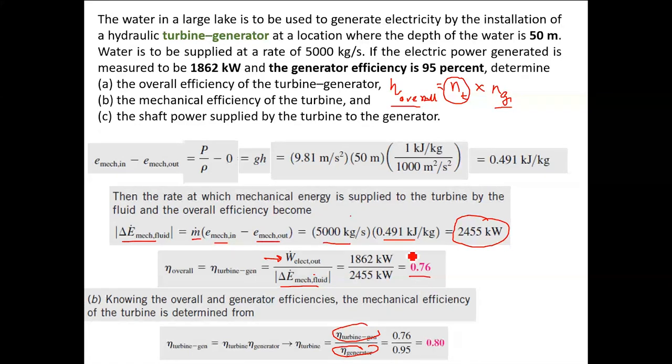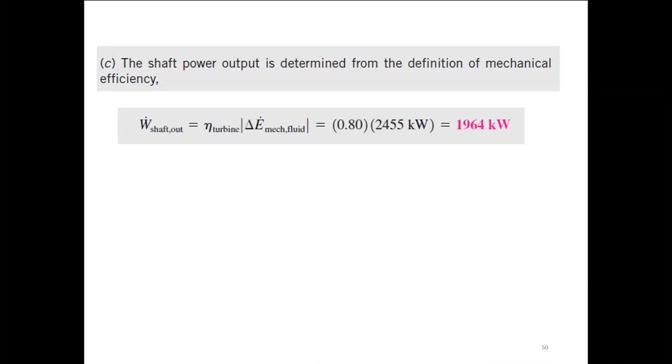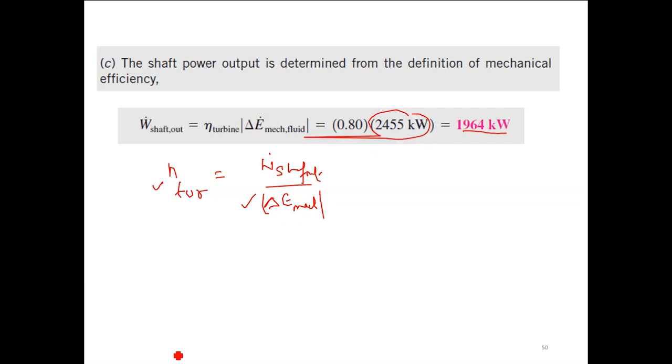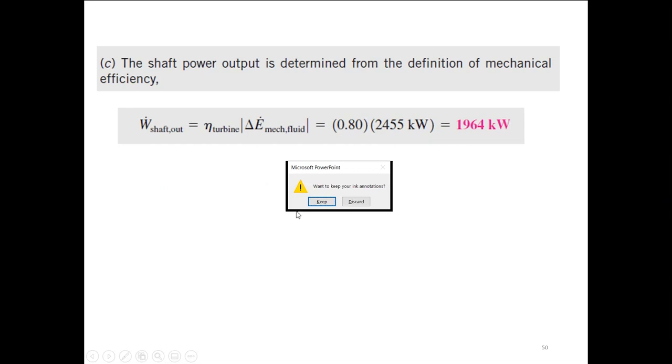And once you know the efficiency of the turbine, you have to calculate the shaft power supplied by the turbine to the generator. And what is the formula? The formula for turbine efficiency is the work shaft out divided by the change in mechanical energy of the fluid. You already know the change in mechanical energy of the fluid. You have calculated the efficiency of the turbine. You just multiply the two and you will get the shaft work extracted out of this much mechanical energy of the fluid. Clear? So I'll stop over here.